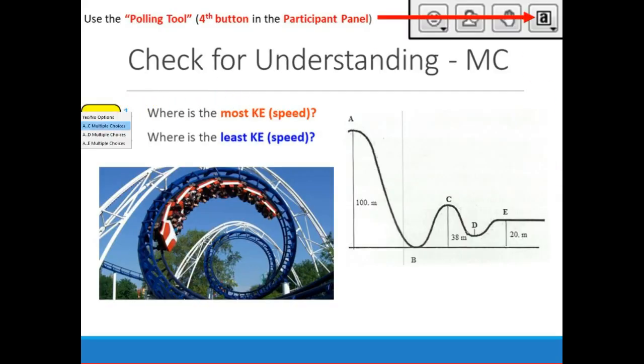All right, grab your polling tools. Oops, sorry, let me try that again. Grab your correct polling tools. Where is the most kinetic energy or speed in this diagram now? Go ahead, take a look at this and tell me where's the most speed going to be.